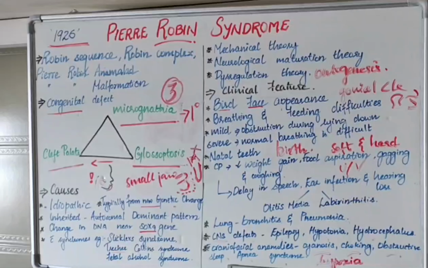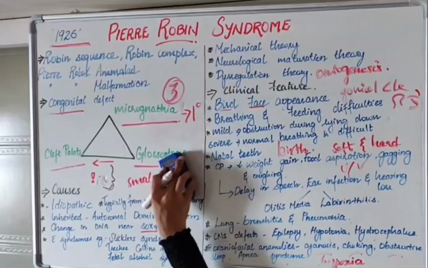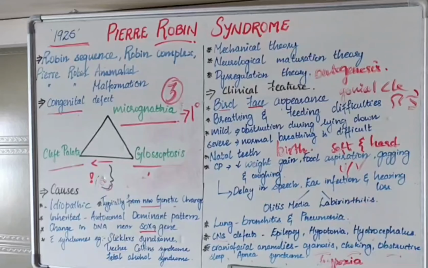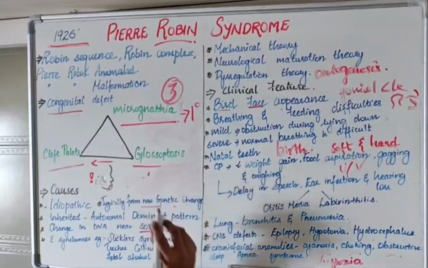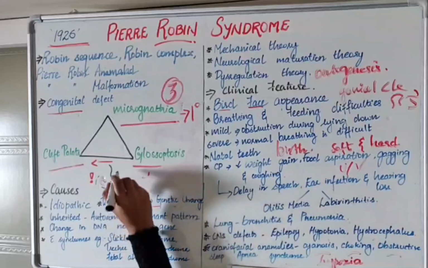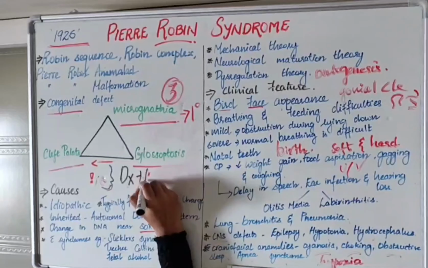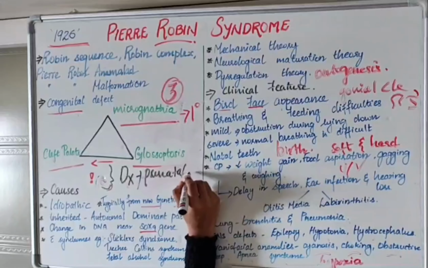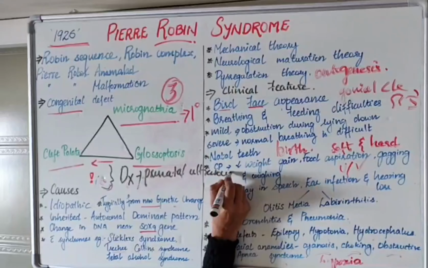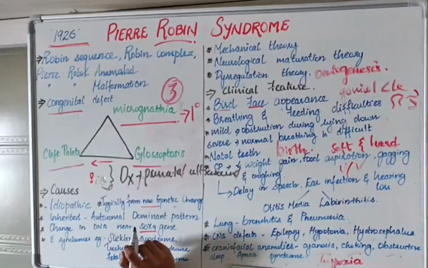So how do you diagnose it? First, Pierre Robin syndrome can be diagnosed before birth. You don't have to wait till birth to see all these signs to know it is Pierre Robin syndrome. Before birth itself, we can find it by prenatal scans. Prenatal ultrasound is of course the thing which is going to show you what the syndrome is.